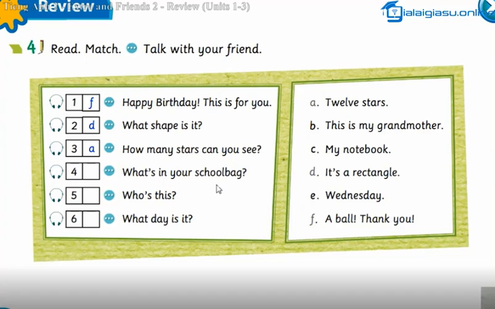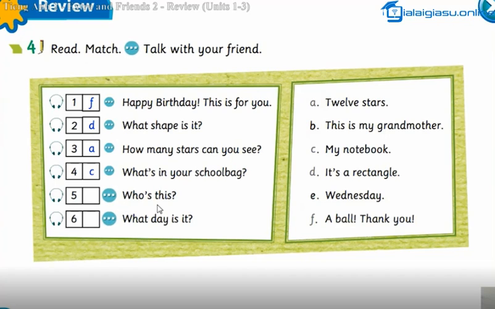What's in your school bag? Can you see the answer? Good job. The answer is letter C, my notebook. Good. Let's check. What's in your school bag? My notebook. Very good.